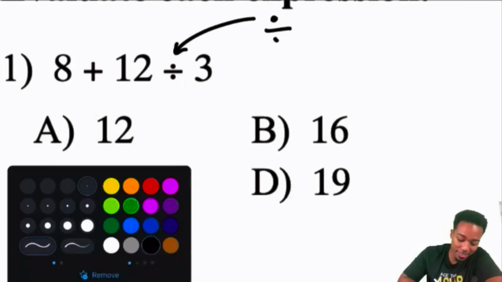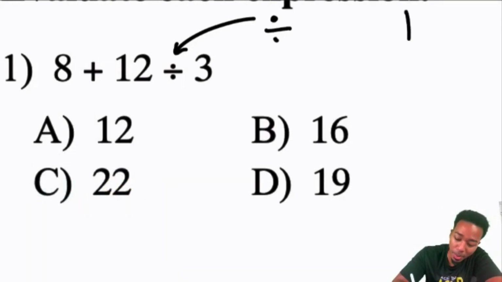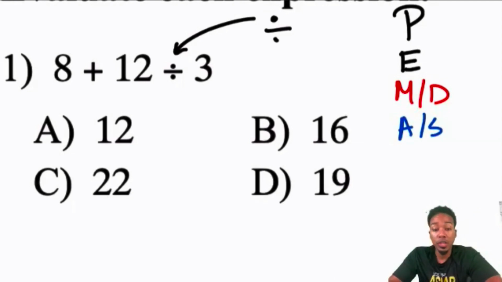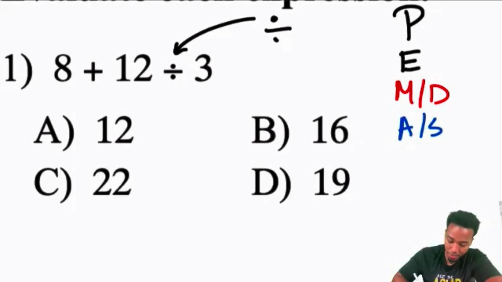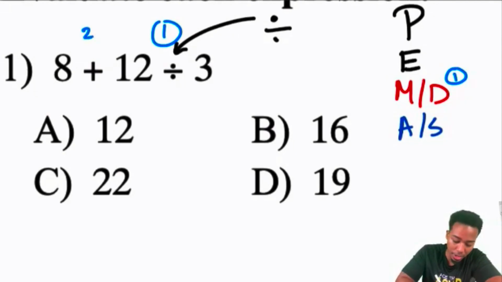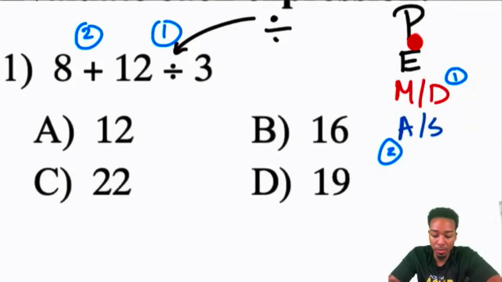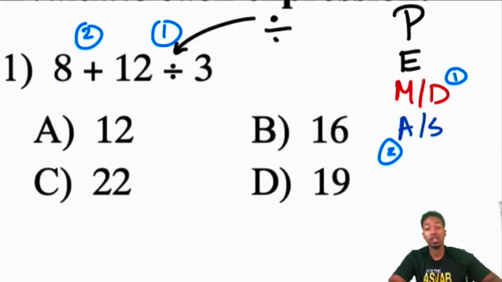Remember, with PEMDAS, it's going to be parentheses, exponent. Then remember, multiplication, division, whichever comes first. Addition, subtraction, whichever comes first. So we see right here that we have division happening first, and then we have addition happening second. So if you're looking at PEMDAS and you're going down, you ask yourself, what do I see? Oh, I see division happening first, then addition happening next. Boom, bam.